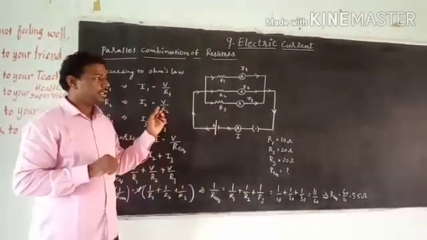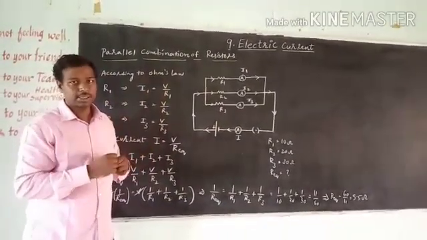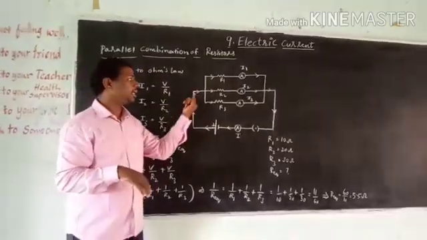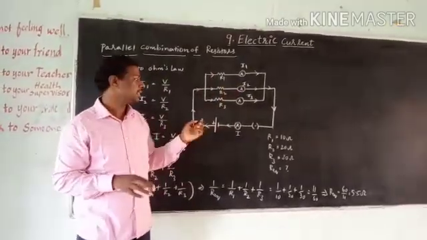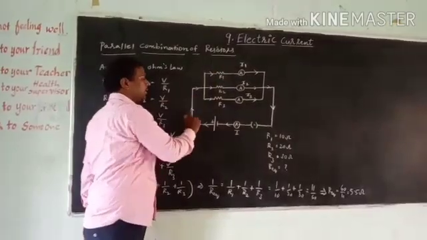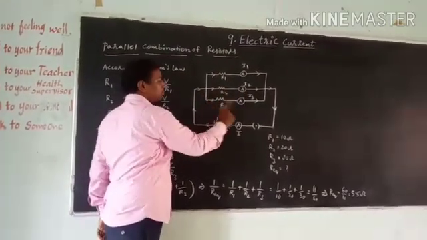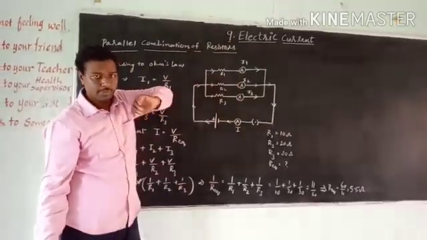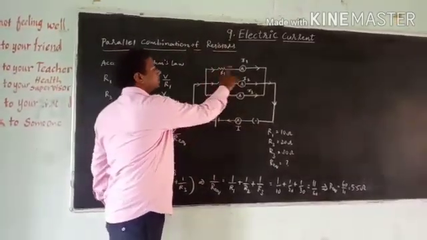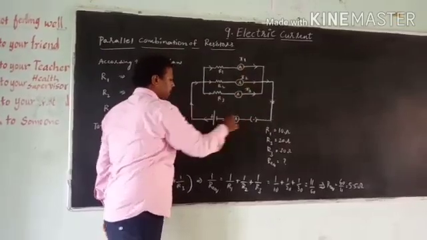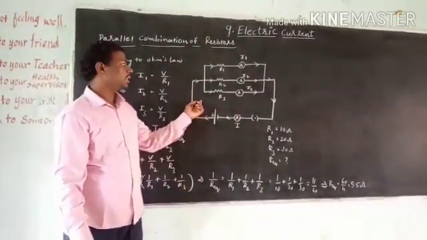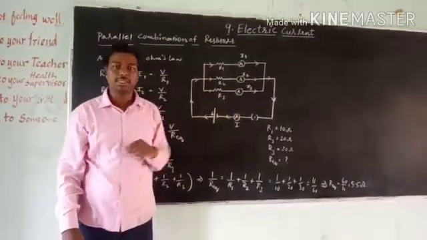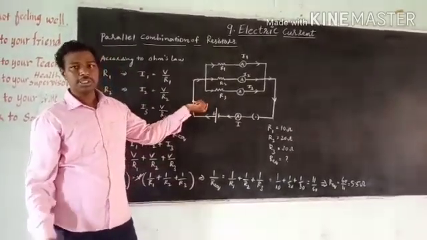What is the difference between series and parallel? In series, there is only one flow of charges, but in parallel combination, there are multiple ways to complete a circuit. For example, if R1 is not working, then current can flow through R2 and R3 and reach the negative terminal. If R2 is not working, current can pass through R1 and R3 and reach the negative terminal. So in that way there are three ways to complete the electric circuit. That's why parallel combination is more preferred.